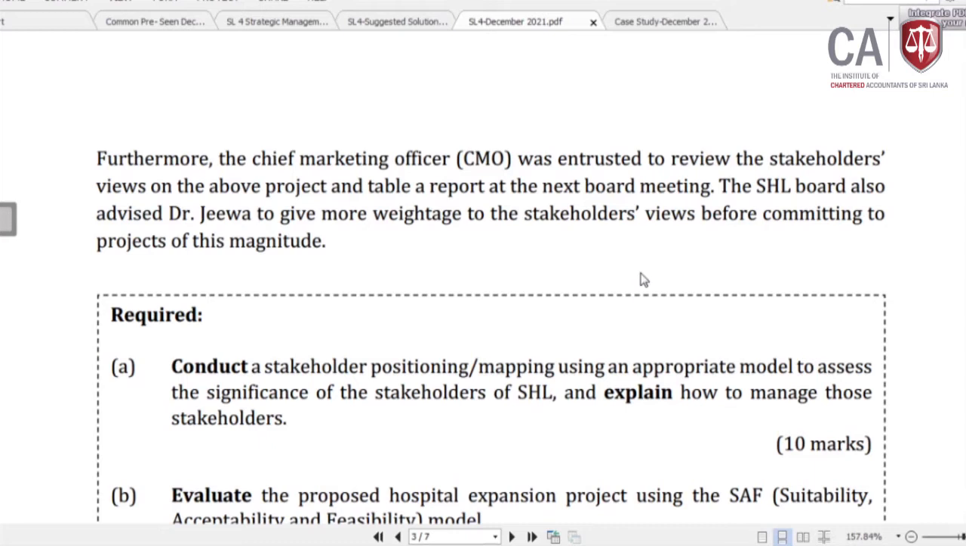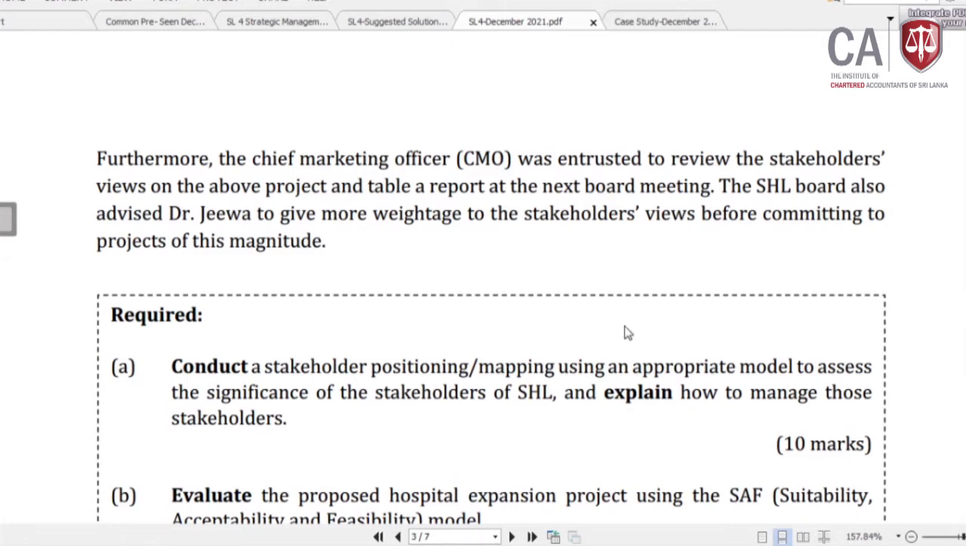The SHL board also advised Dr. Jeeva to give more weightage to the stakeholder view before committing to a project of this magnitude. Now, what is the first requirement? Conduct a stakeholder positioning mapping using an appropriate model to assess the significance of the stakeholders of SHL.